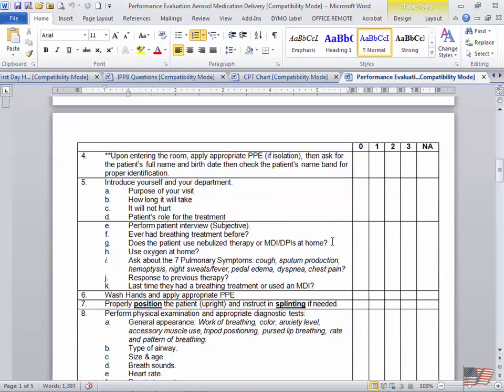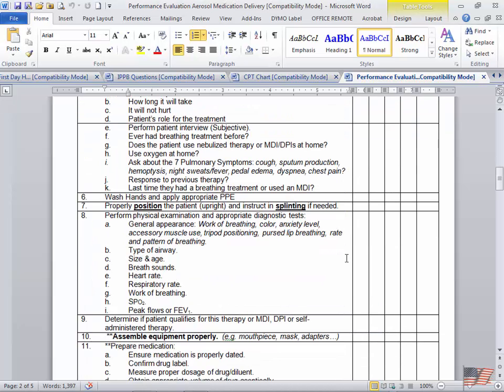Then coming into the room, go through the whole scene survey, primary survey. Why are you here? Who are you? How long will it take? Will it hurt? Make sure you wash your hands.